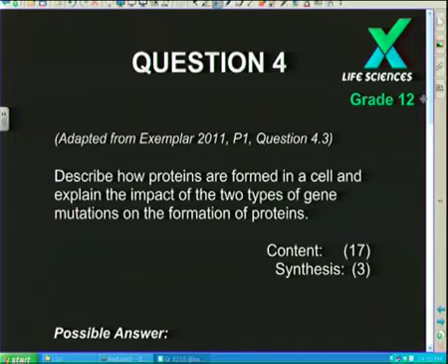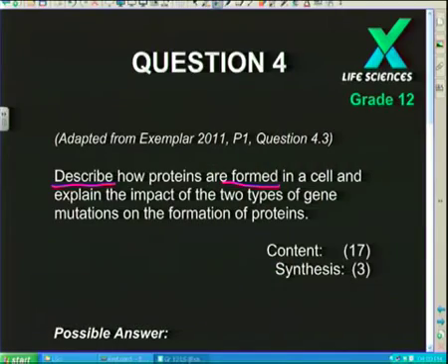Okay, let's have a look at the question first. The question says, describe how proteins are formed. Now remember, we had a previous question that just said describe the role of the DNA. Here, they actually want you to describe how proteins are formed. So what do they want? They want translation. And how do we get there? We have to make an RNA. They want transcription. Those are the first two in a cell.